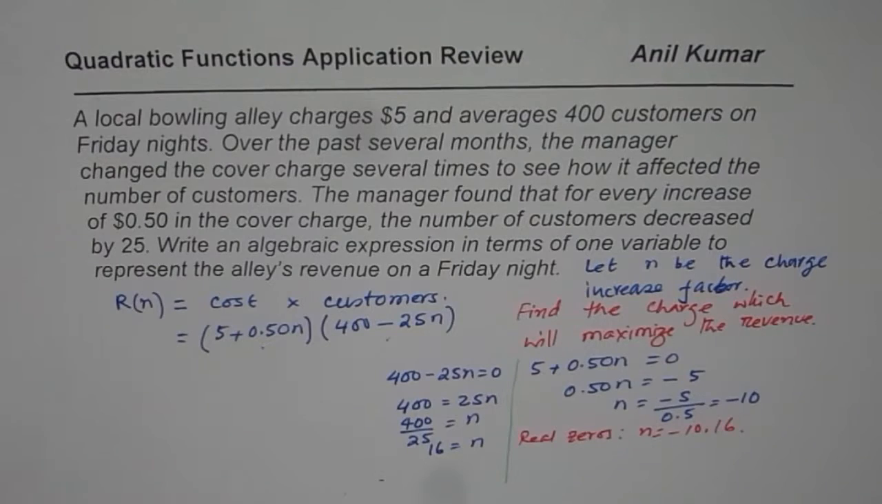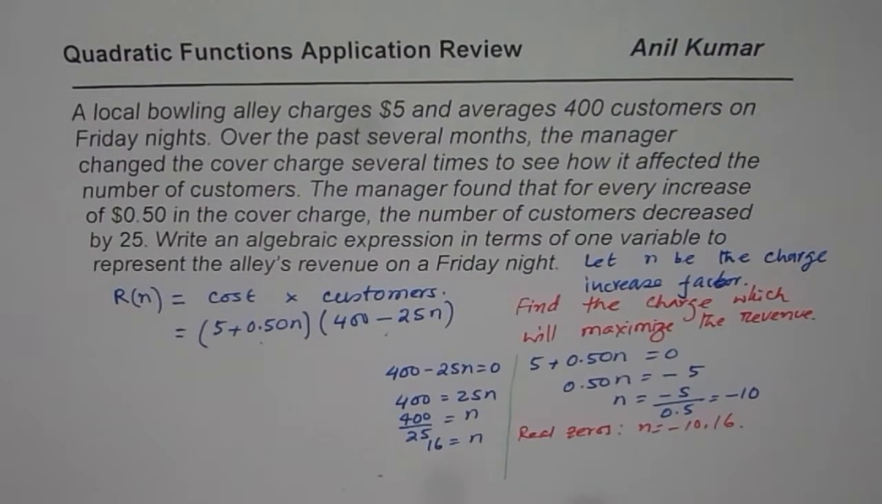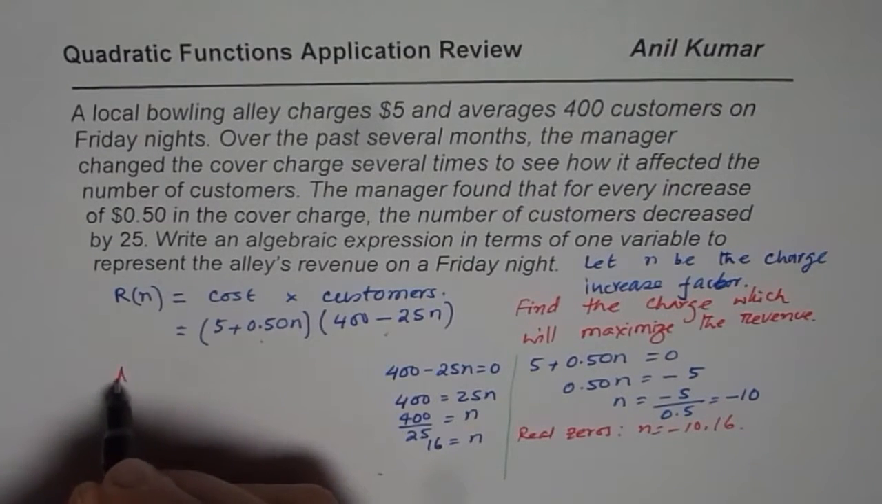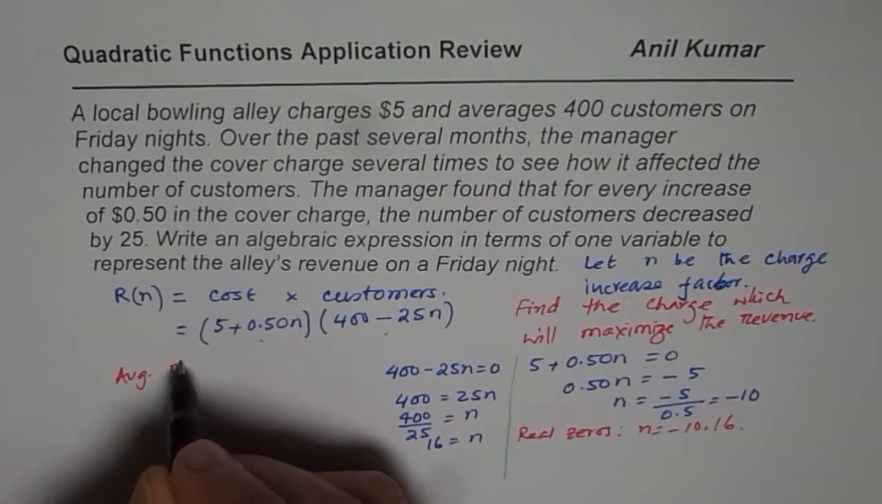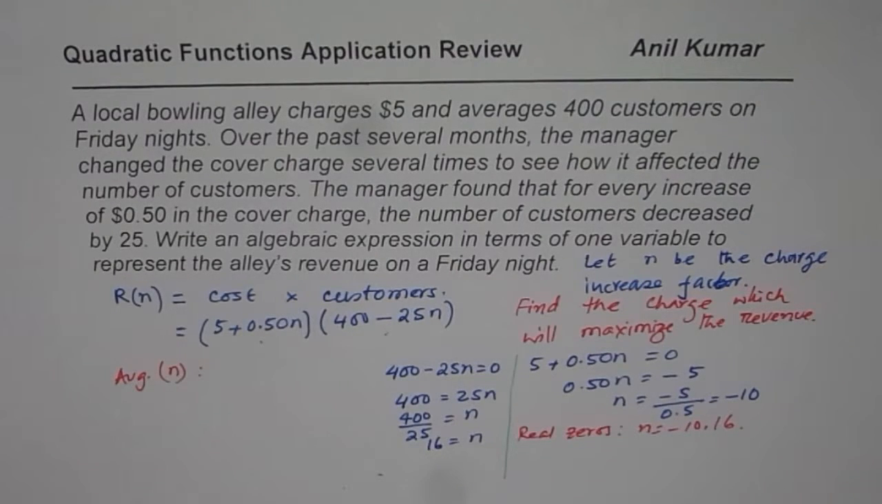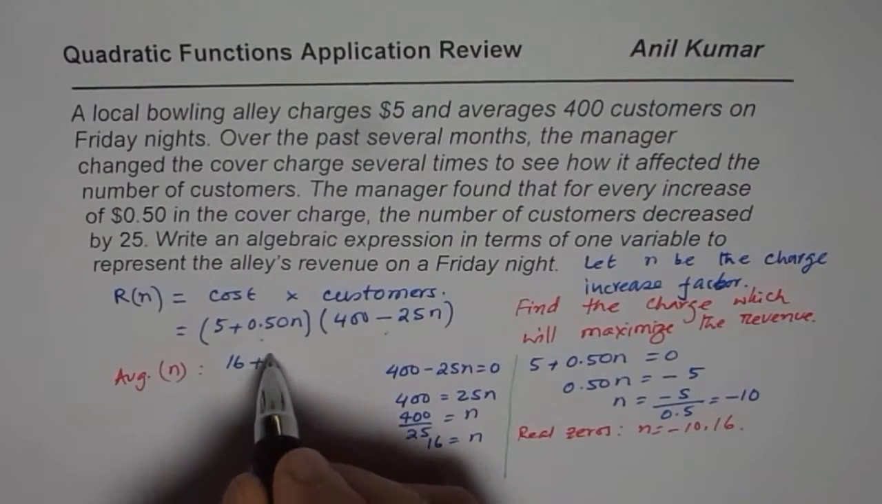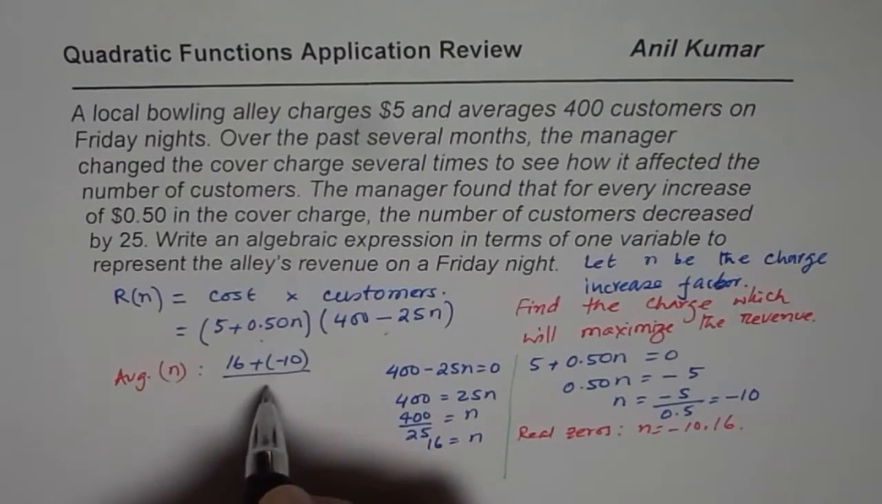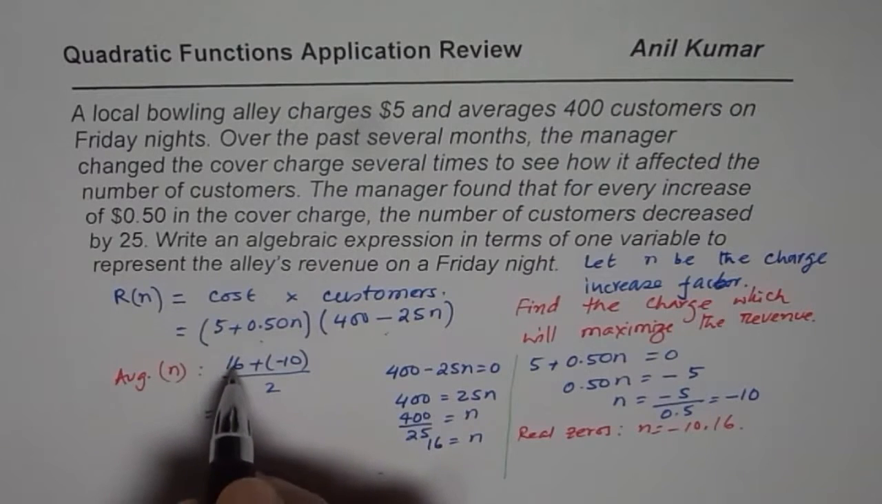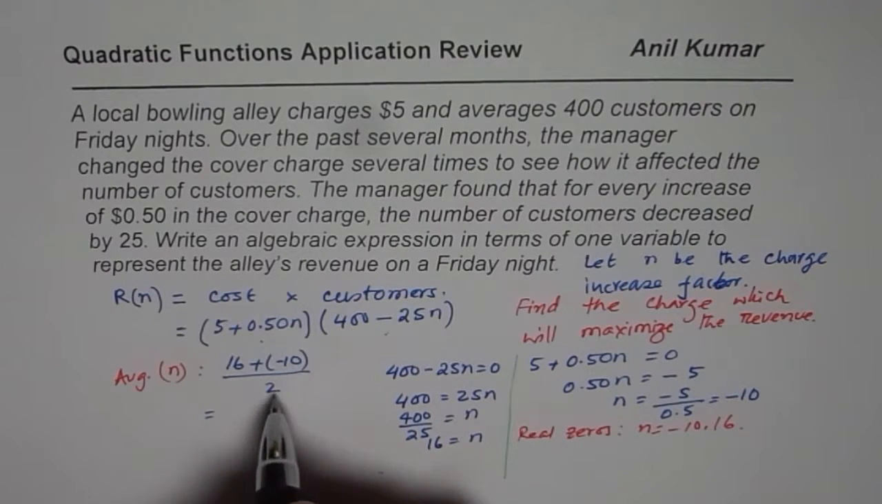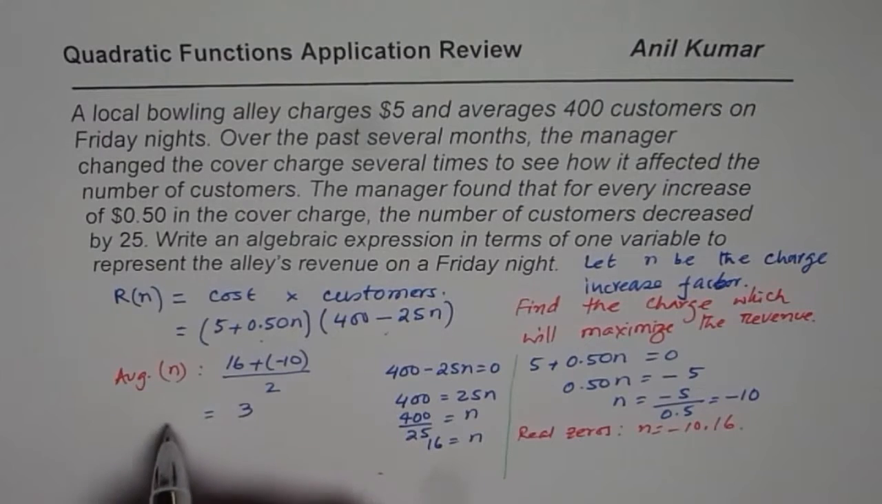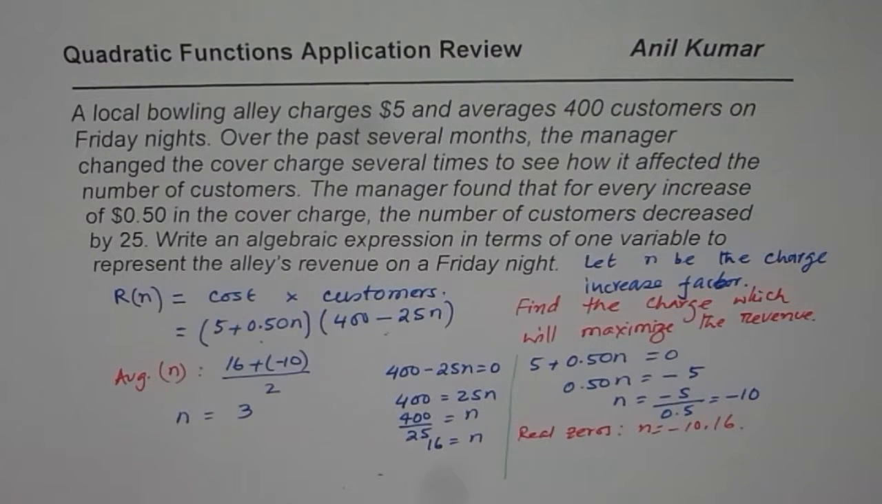Now, what value of n will give me maximum revenue? It is the average of these real zeros, right? Let's find the average n value. Add them up and divide by 2. So we have 16 plus minus 10 divided by 2, correct? 16 minus 10 is 6. 6 divided by 2 is 3. So that means n equals 3. That really means 3 sets of 50 cents, correct?